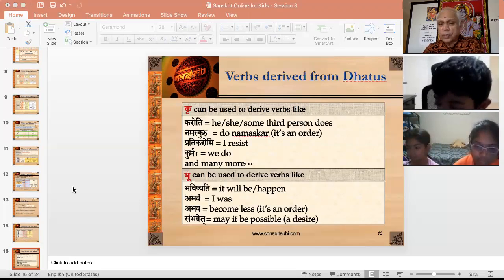Abhavam means I was. Sambhavam, I told you, is an incident. Sambhavet, it may be possible. Some more examples.